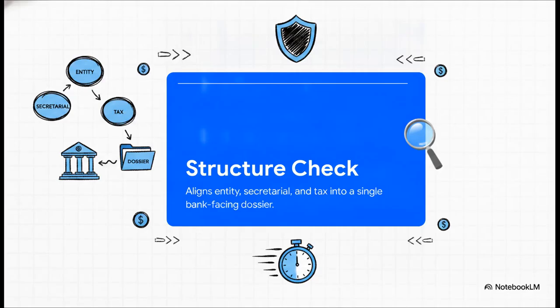So before a single cent ever moves, EZIPD deploys a pretty genius tool they call the structure check. Instead of just guessing and throwing a business model at the wall to see if it sticks, they conduct a totally comprehensive review to spot and mitigate risks way early on. They get all the entity, secretarial, and tax details perfectly aligned into a single bank-ready dossier. Why should you care about this? Well, it's simple. Doing all this heavy lifting up front drastically shortens bank approval times, and we all know what a nightmare those can be, right? It essentially de-risks the entire cross-border settlement process.